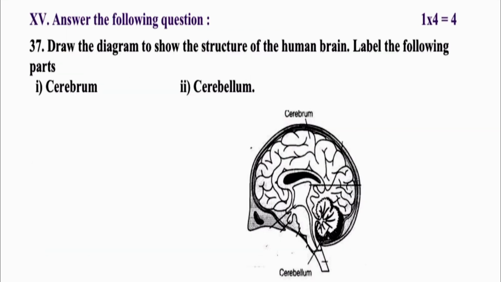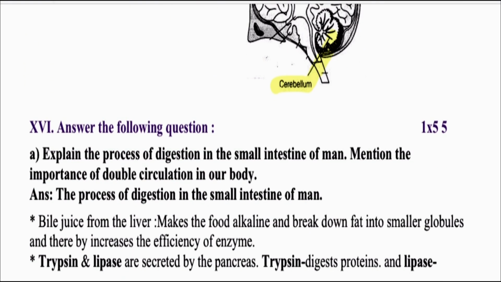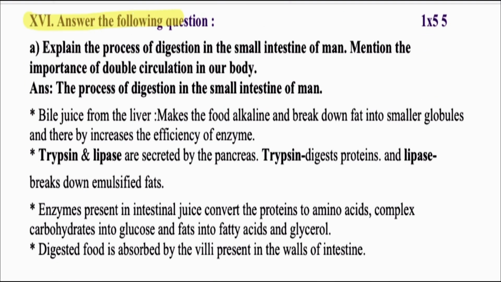Let's go to 15th main. Answer the following questions. Draw the diagram to show the structure of the human brain. Label the following parts. First part is cerebrum and second part is cerebellum. Here is the diagram. Cerebrum and cerebellum are mentioned. Next, 16th main. Answer the following question.